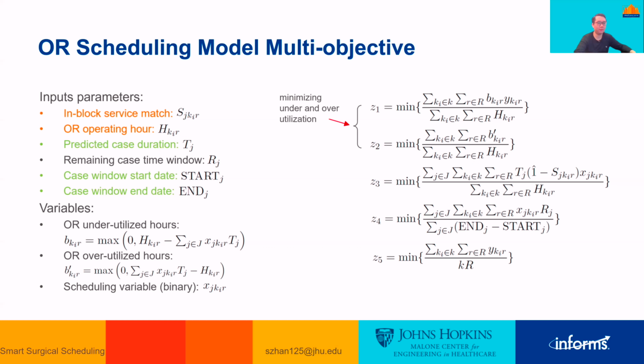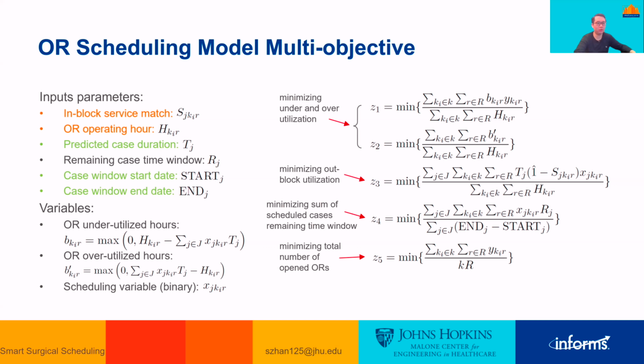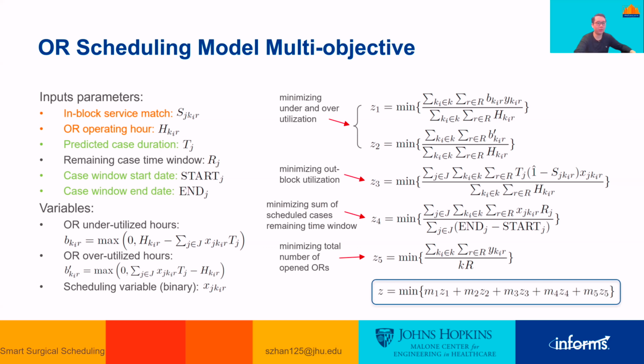The first two objectives minimize the total under and overutilization hours. The third objective minimizes the out-block utilization hours. The fourth objective minimizes the sum of scheduled case remaining time window. And the fifth objective minimizes the total number of open ORs. Since all five objectives have been normalized and the denominators are all constants, the overall objective function is just a linear combination of them with penalty factors M1 to M5.